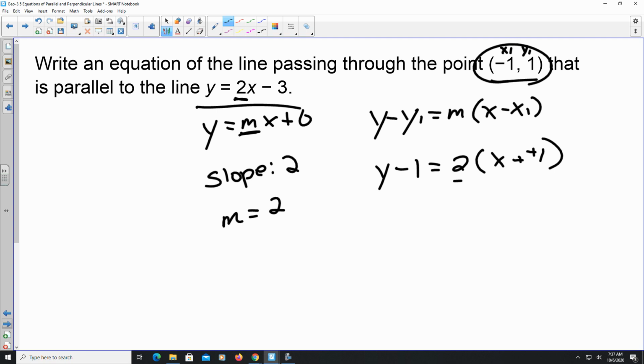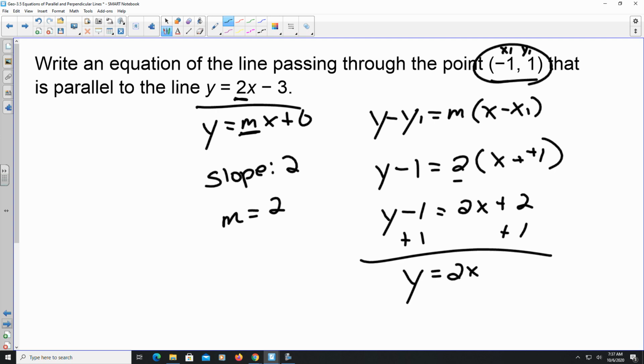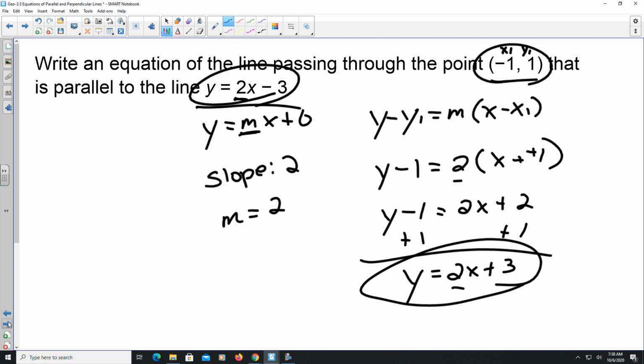Distributing the 2, I get y minus 1 is equal to 2x plus 2. Add 1 to both sides, and I get y equals 2x plus 3. And this particular line is parallel to this line. If I plugged in -1 for x, I would get 1 as a result for y, so it does cross through that point.